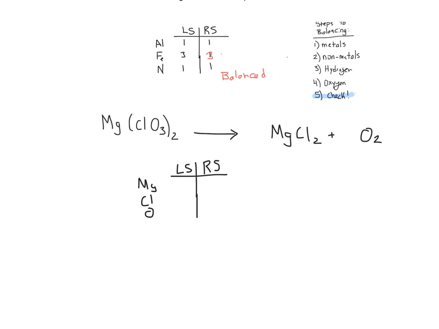So, the first thing we need to do to balance is count up our atoms. Magnesium, we have 1 on the left-hand side and 1 on the right-hand side.